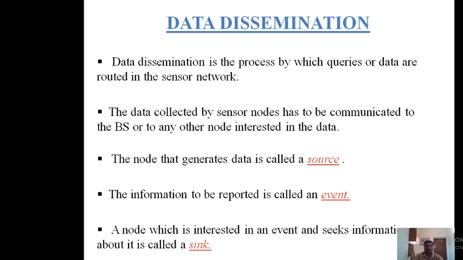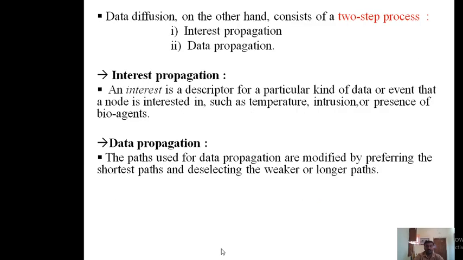Those nodes are called sink nodes. So generally, in a data distribution environment, we have three different types of nodes. The nodes generating the data are called source nodes, the nodes reporting the data are called event nodes, and the nodes which are interested in that data, to know about that information, are called sink nodes. Then this data dissemination is also called data diffusion. It is a two-step process.